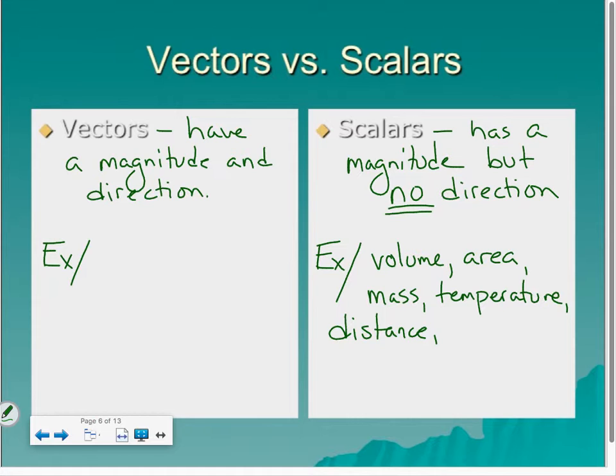Displacement is the one that actually requires a direction. So we're going to add displacement. This will be our first vector. So displacement is something that has a magnitude and a direction. I'll give you a difference between these two.